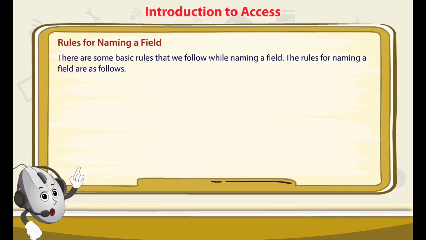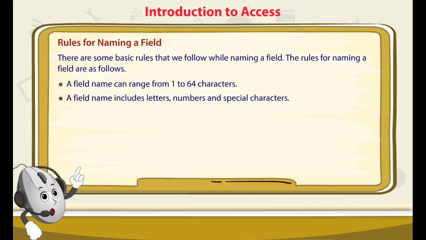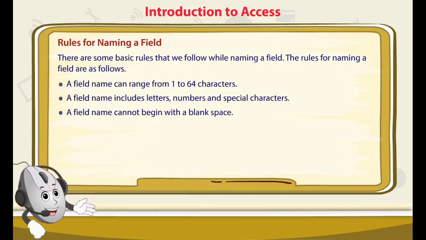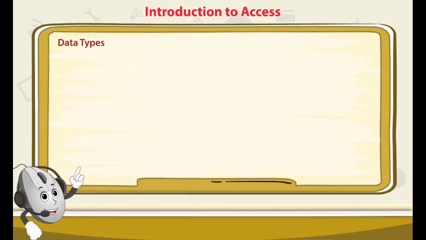Rules for naming a field. There are some basic rules that we follow while naming a field. The rules for naming a field are as follows. A field name can range from 1 to 64 characters. A field name includes letters, numbers, and special characters. A field name cannot begin with a blank space.